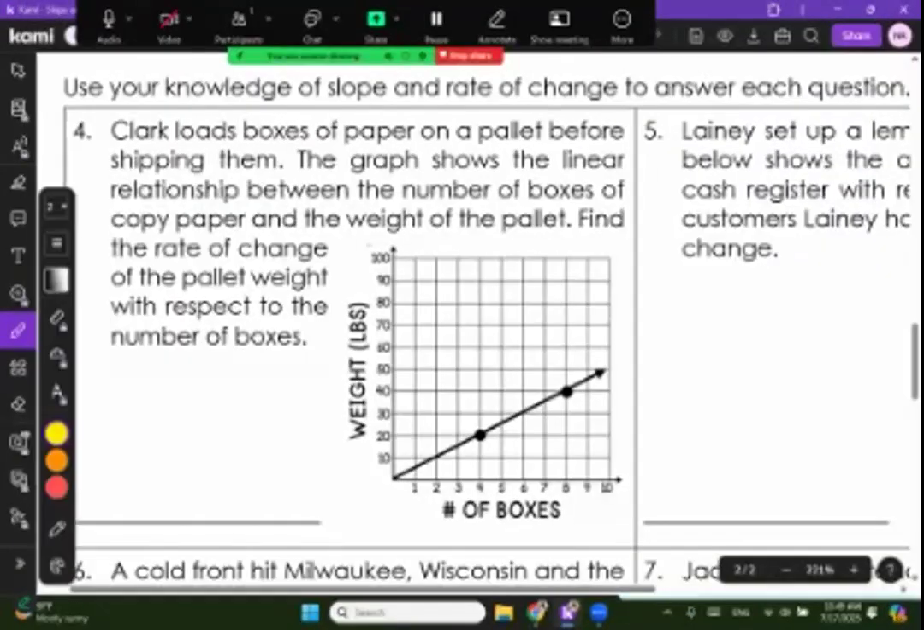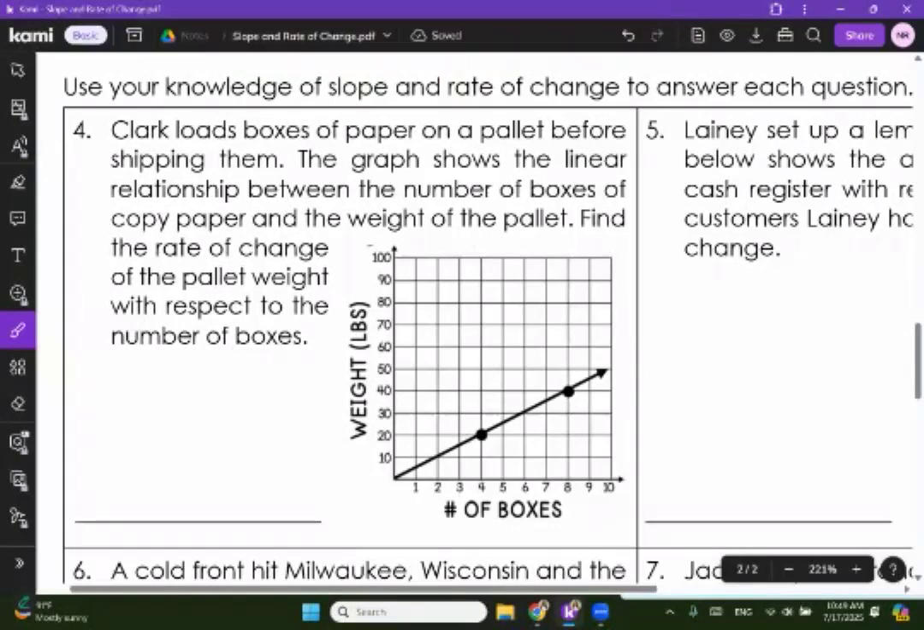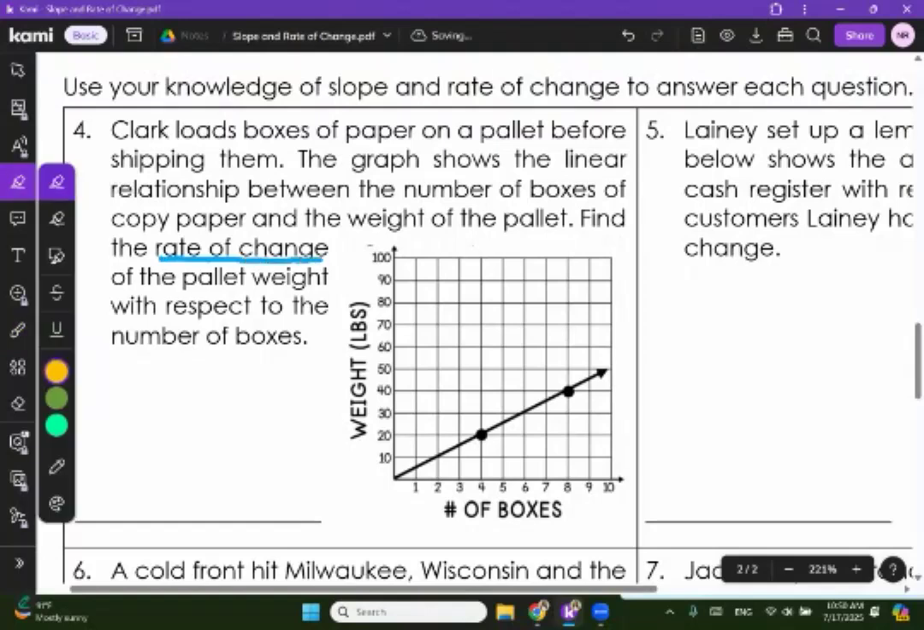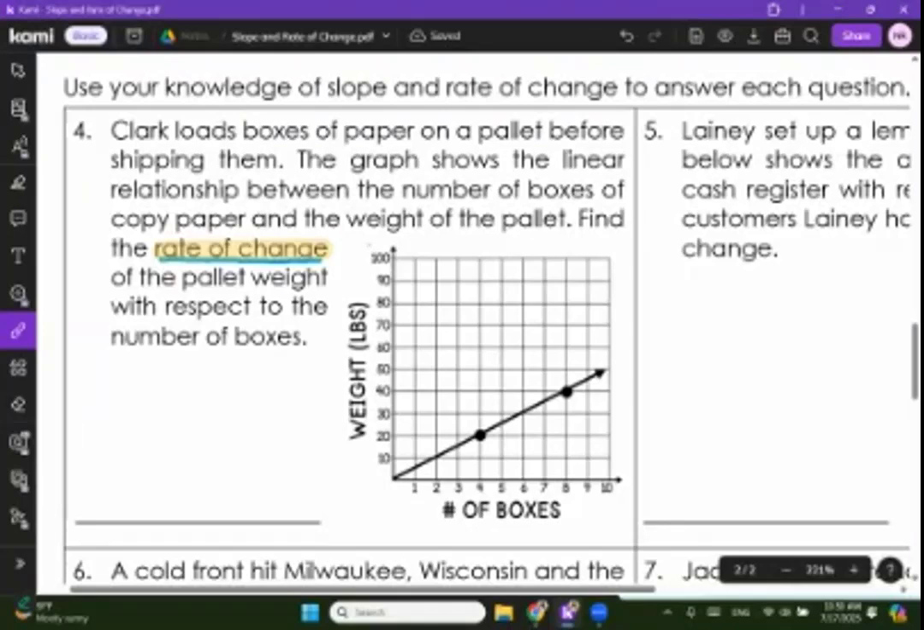All right, so backside. It says use your knowledge of slope and rate of change to answer each question. Clark loads boxes of paper on a pallet before shipping them. The graph shows the linear relationship between the number of boxes of copy paper and the weight of the pallet. Find the rate of change. That's how it's going to be asked on a STAR test. They'll just simply ask you to find the rate of change. Well, we know that finding the rate of change means to find the slope. So to find the slope of a graph, we use rise over run.